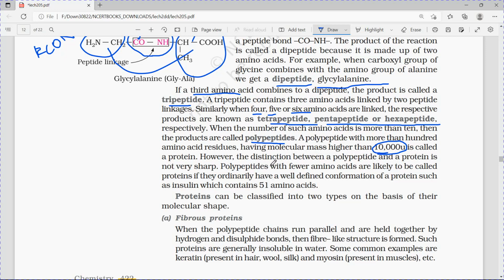So it is a thin line, there is no clear-cut definition. It's not very sharp. So both are almost equal. That is the thing we should understand, right? And polypeptides with fewer amino acids are also considered proteins, right? For example, insulin. Insulin has only 51 amino acids, even though it is called a protein, right?